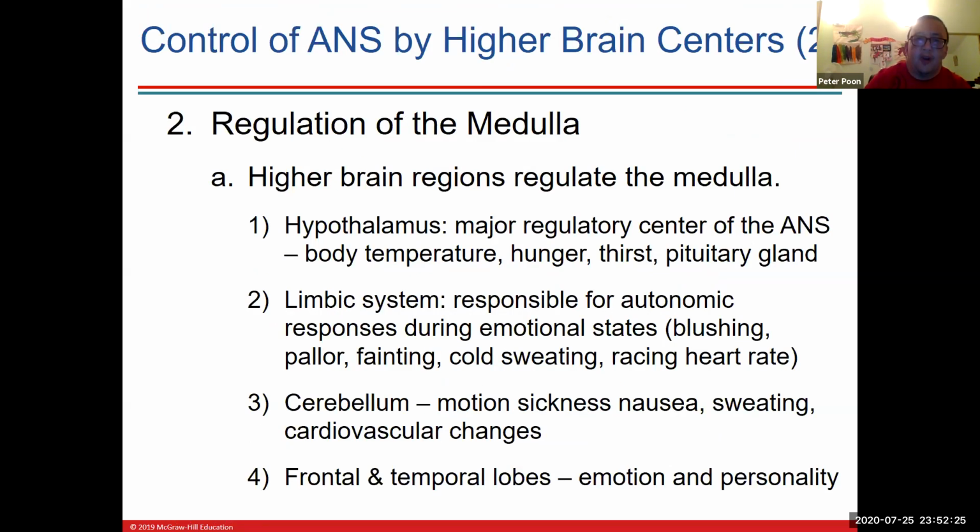All of these are regulated by the medulla, and the higher brain regions regulate the medulla, especially the hypothalamus. The hypothalamus is the most major regulator of the ANS. In fact, the hypothalamus per unit mass controls a whole lot of stuff.